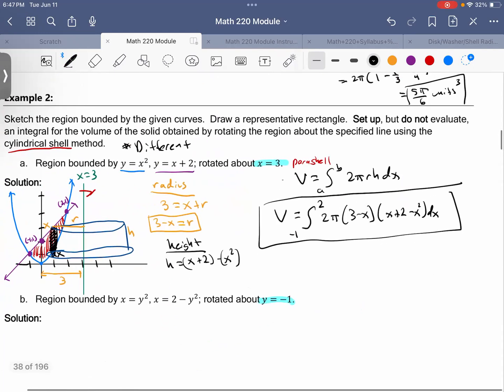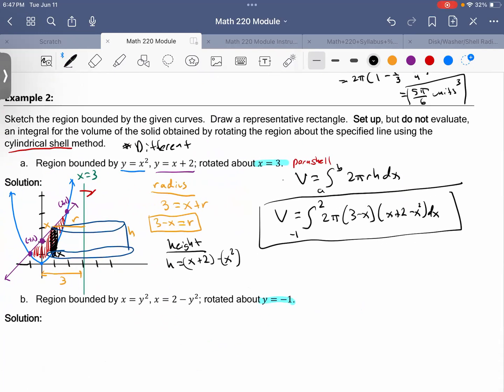Okay, so the hardest part for these is always the radius, but go ahead and check out that cheat sheet in case it helps. So here, we stayed within the same region. So it's always that line minus our variable, which is x.